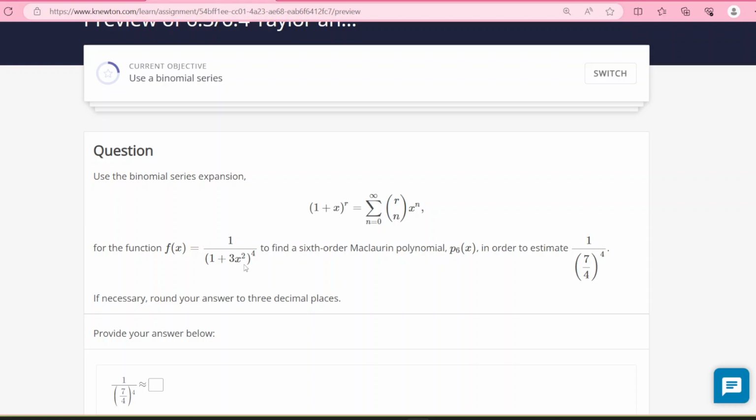Right, so we go out to the sum from 0 to 6. Well, actually, we won't have to go out to 6. You'll see, because there's 3x squared down here. If I want the 6th degree polynomial, I'm not going to have to go that far to get to the 6th power. You'll see that. In order to estimate, we divide by 7/4 to the 4th.